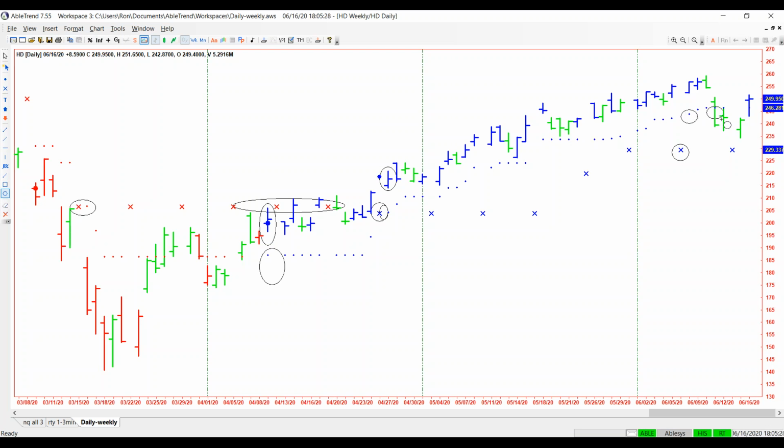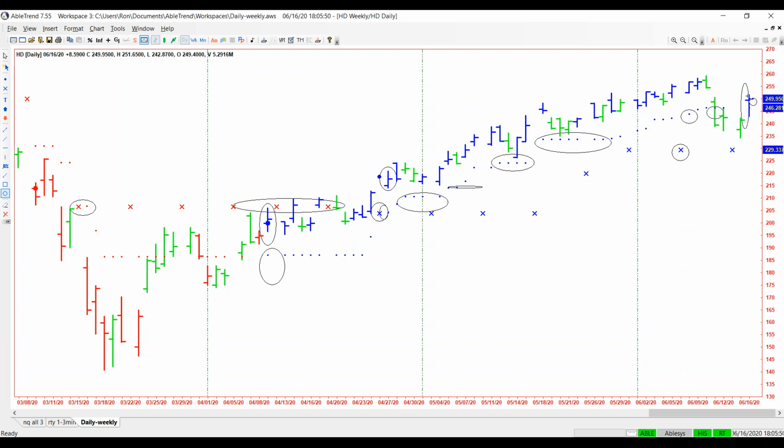meaning you'd be stopped out here at around 246 after getting in at around 220. So it was a really big winning trade, and Abletrend kept us in this trade for 2 months. It's a really nice long trend. As long as you have these blue dots below, stay in the trade. You're in an uptrend. You don't have to get nervous and get out so quickly. And then today, which is why I wanted to show this chart, we've got a new buy signal back in again.